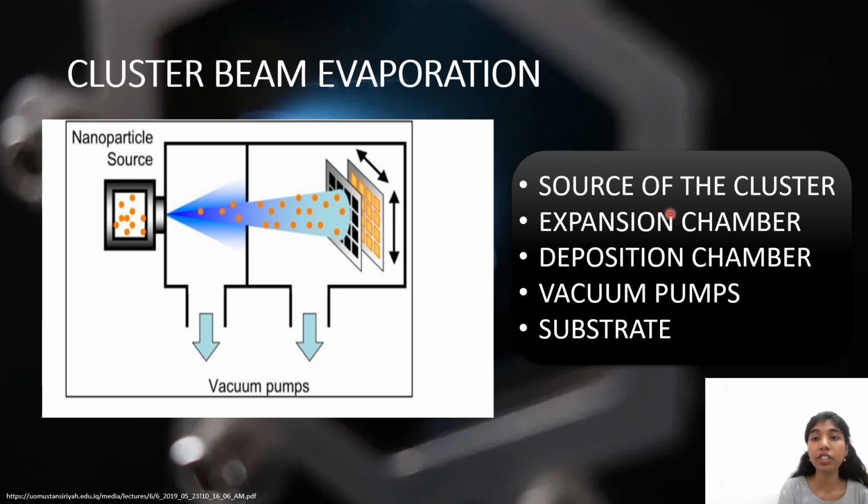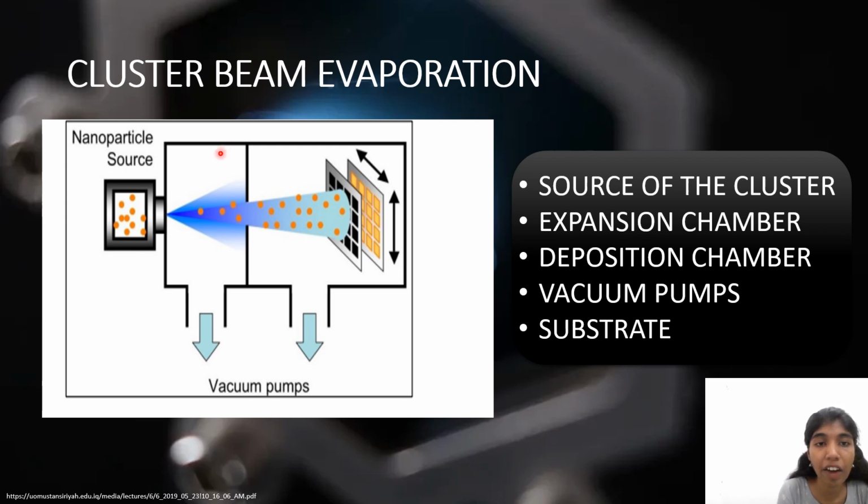First of all, let's talk about the source of the cluster. The cluster source contains aggregates in the gaseous phase. The clusters are formed either by physical means, such as by condensation of supersaturated vapors, or by some chemical reactions that convert it into the desired form.